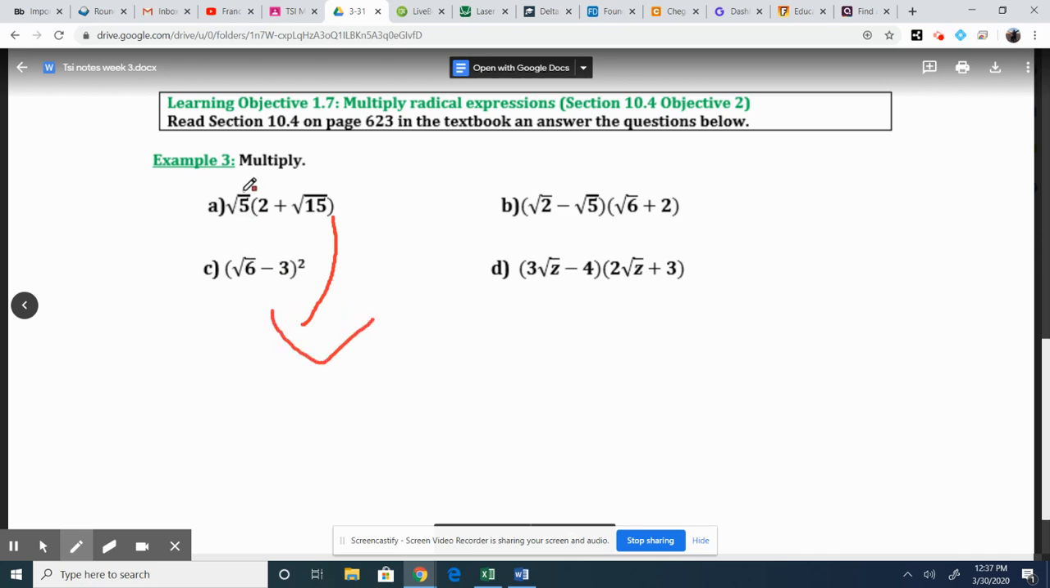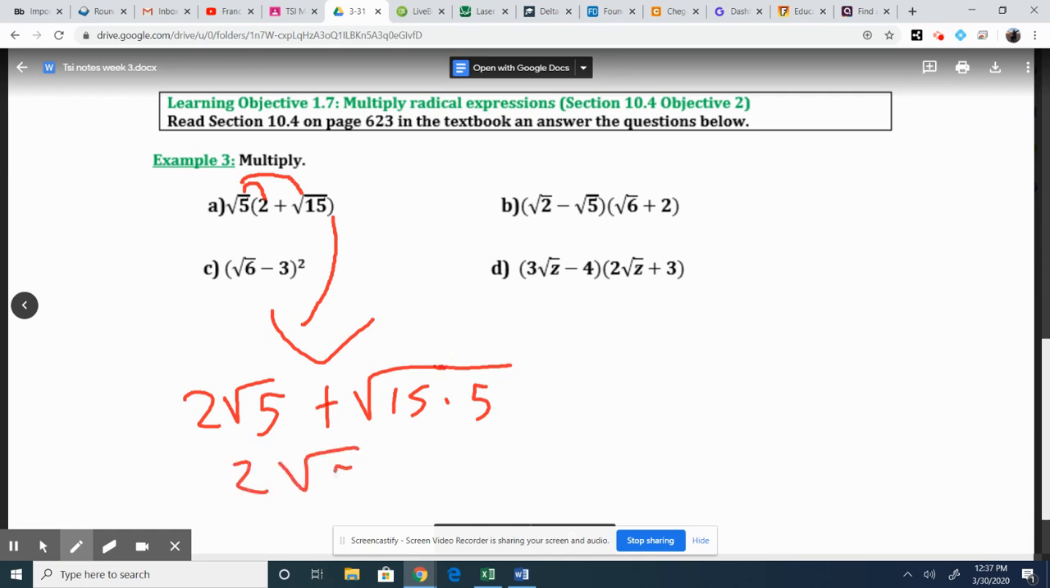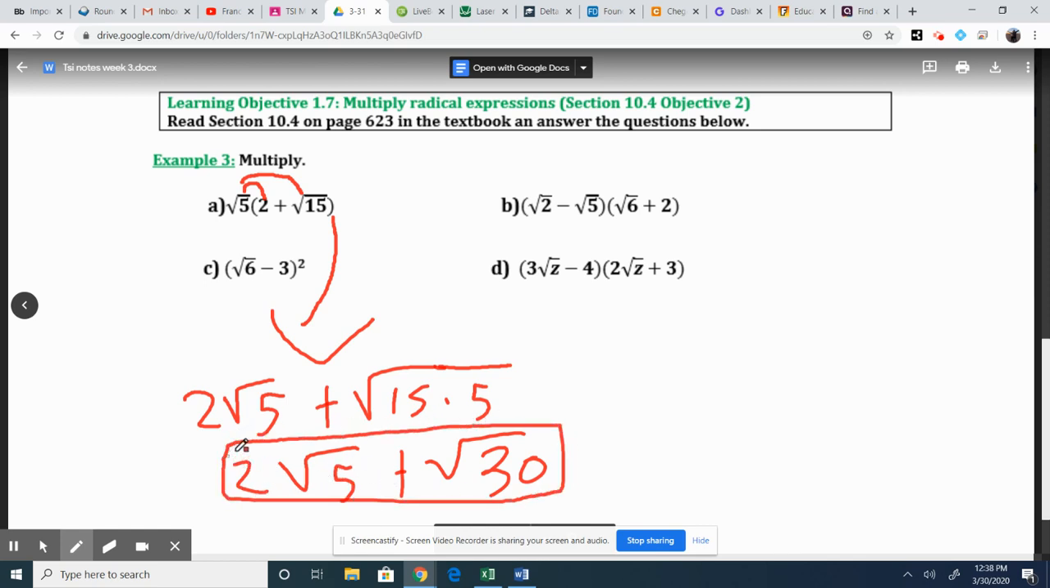So what we first do is we're just going to distribute that square root of 5 onto both of those. So all that means is that we're going to have 2 square roots of 5 plus square root of 15 times 5. Since they are both square roots, we can just multiply them together under the same square root. So that would be 2 square roots of 5 plus square root of 30. Now, since we can't really simplify square root of 30 down, we're not going to have any like terms, so this is going to be our final answer.